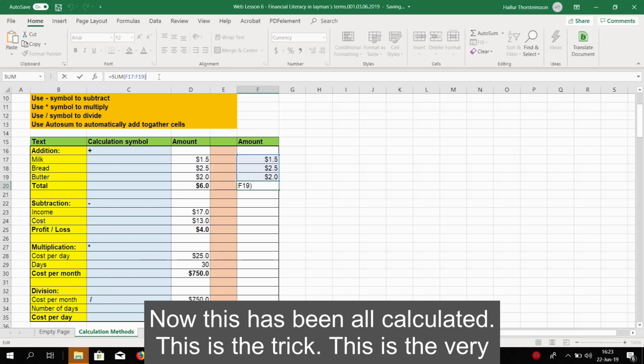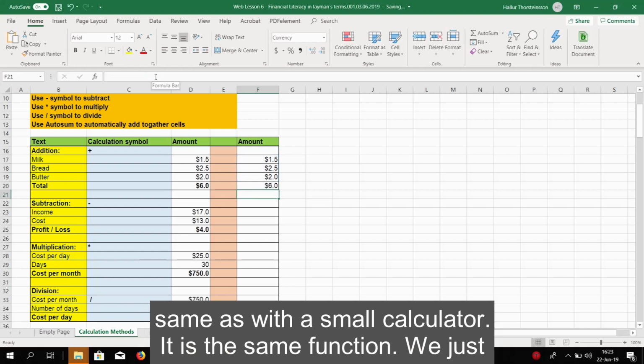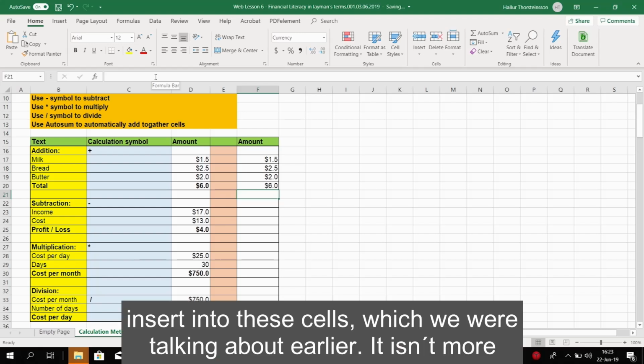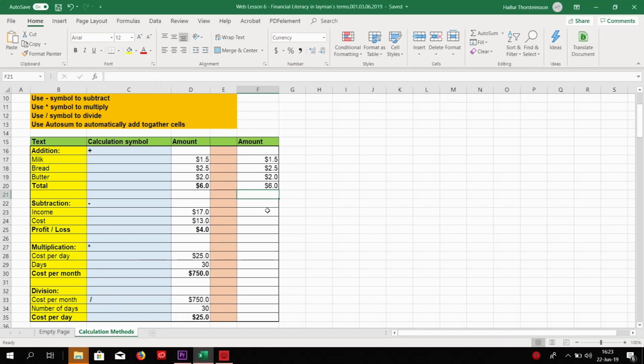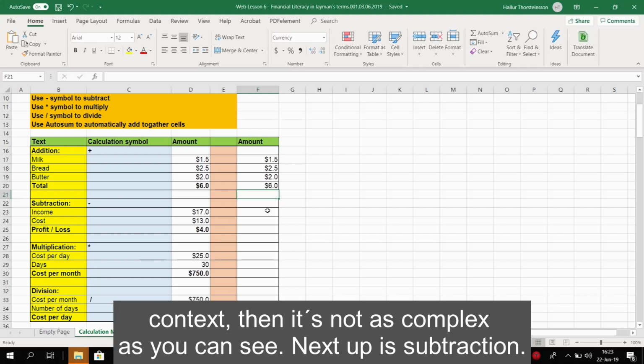Now this has all been calculated. This is the trick. This is the very same as with a small calculator. It is the same function. We just insert into these cells which we were talking about earlier. It isn't more complex. We should take it easy and examine closely. If we view this in this context, then it's not complex as you can see.